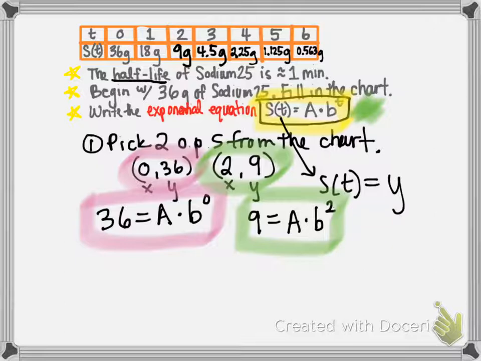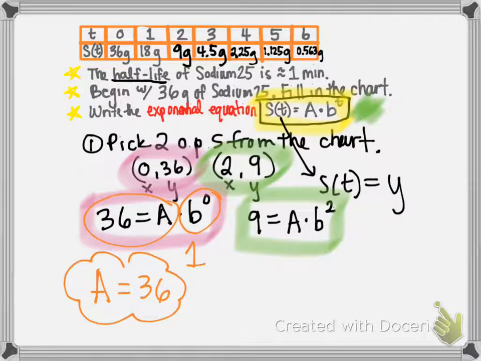Watch. The reason I picked 0 as my point is because anything to the 0 power, hopefully you guys remember, is just 1, right? So do you see that we already have what a is equal to here, right? That's a times 1. So we know that a is going to equal 36. It doesn't matter if you use capital or lowercase. Let me keep it consistent for you guys just so I don't confuse you. A equals 36. Okay, so you're done with that part.